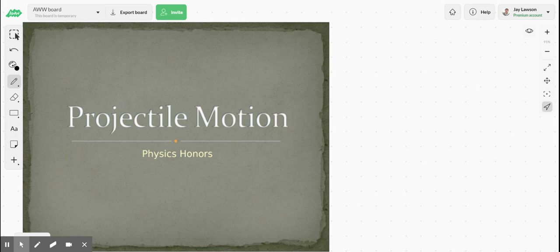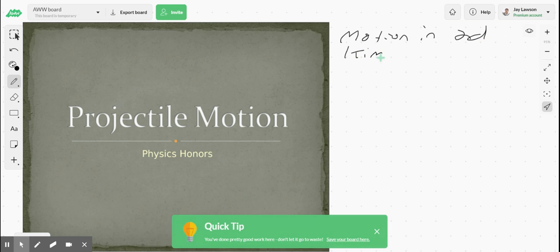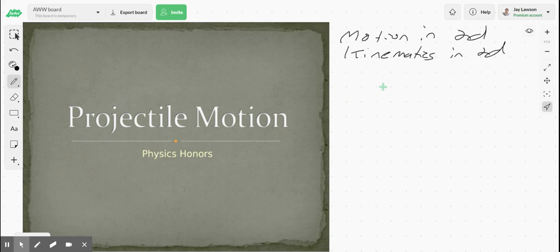By now, the first 9 weeks have ended, and we are starting our newest unit. It's titled "Motion in Two Dimensions," or kinematics in two dimensions. Oops, if I could spell this morning. Now, what is kinematics in two dimensions?